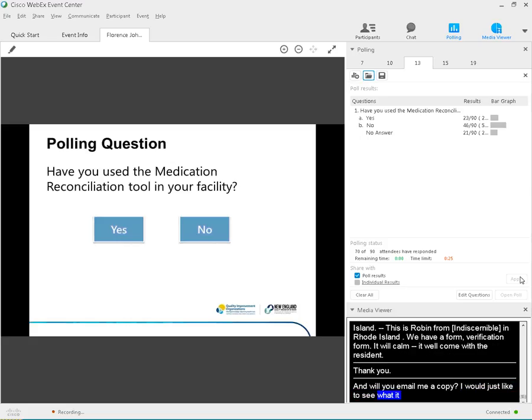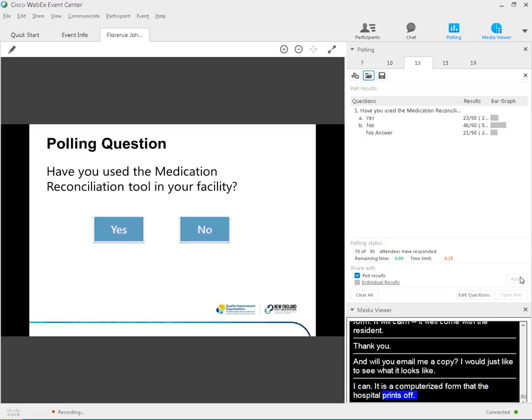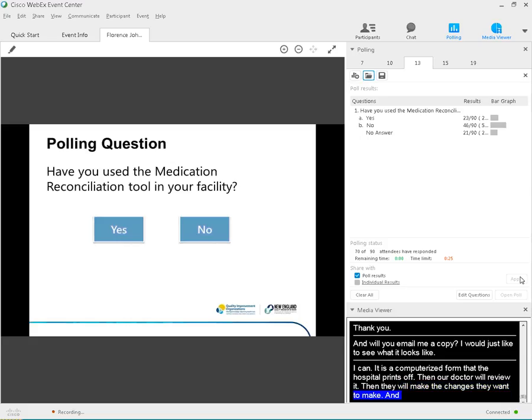I can. It's a computerized form that the hospitals print off. Okay. And it's verified on their end, and then our doctors review it, and then verify they want to renew everything, or they strike something out and make the change they want to make. So we have that documentation of what they had in the hospital, what was keeping, not keeping, changing. We use the same process ourselves.